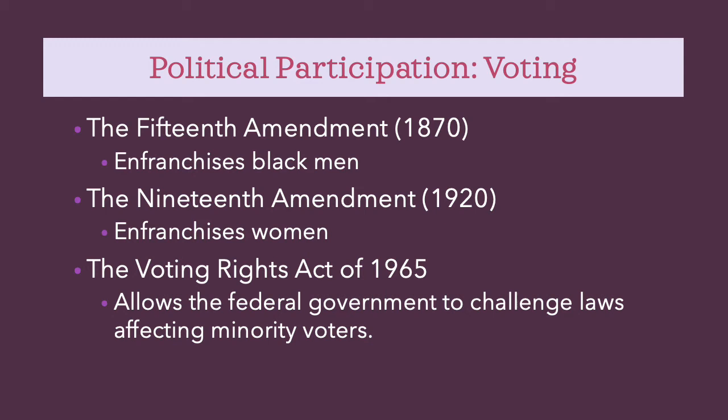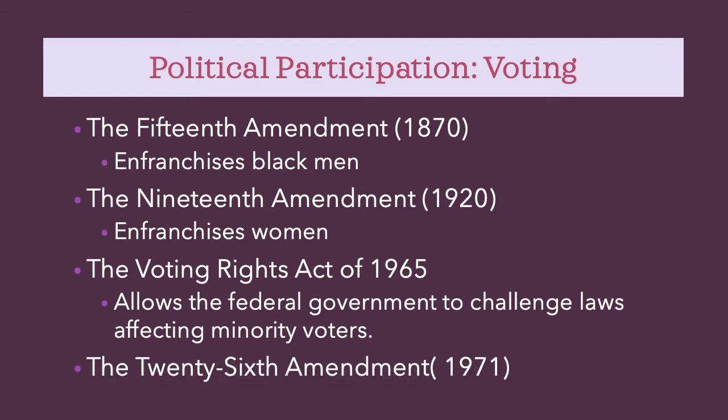And so the Voting Rights Act allows the federal government to challenge those laws that are affecting minority voters. And then in 1971, as a sort of a response to the protests that were going on during the Vietnam War, the 26th Amendment is passed, and it lowers the voting age to 18.